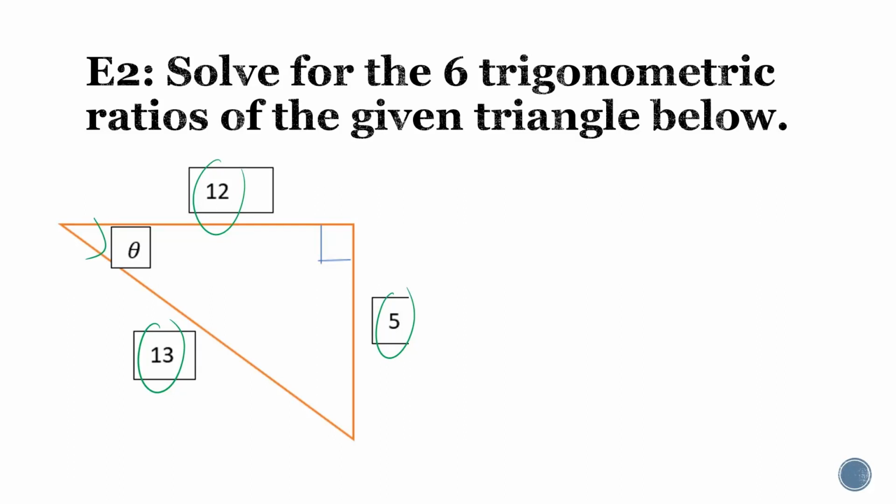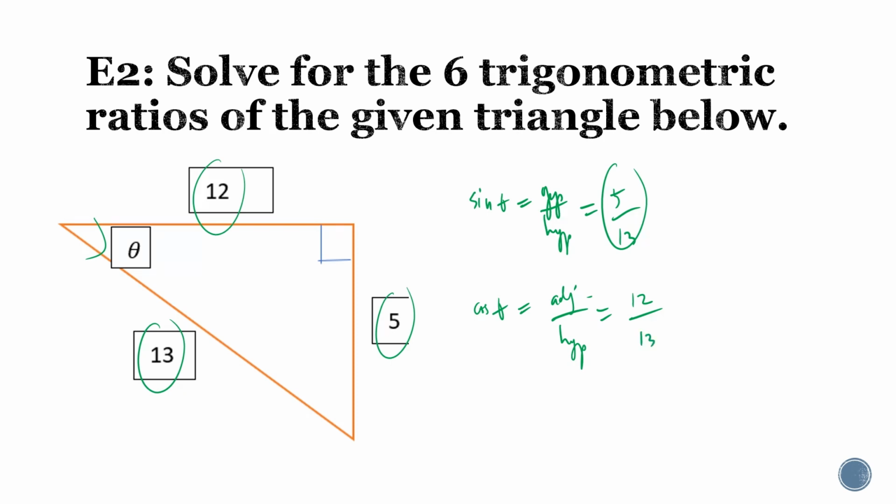So now find the 6 trigonometric ratios, starting from sine theta. Sine theta is equal to, using the formula, opposite over hypotenuse. So the opposite side of the central angle theta is 5, right? Over the hypotenuse, which is 13. So 5 over 13. Next is cos theta. Cos theta is adjacent over hypotenuse. So our adjacent side here, the x, is 12 over 13.